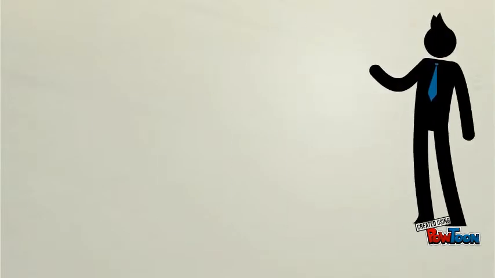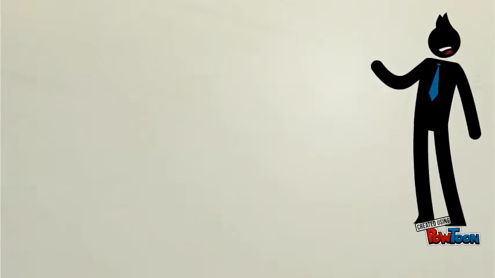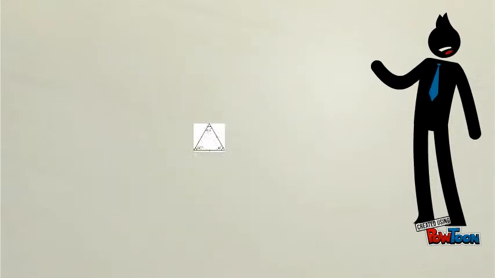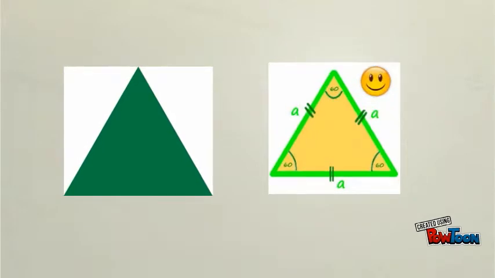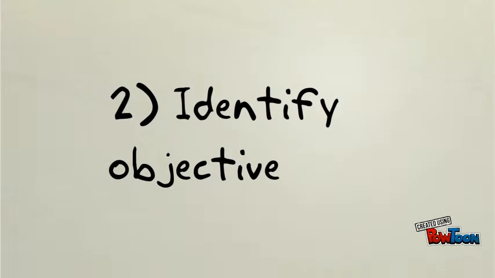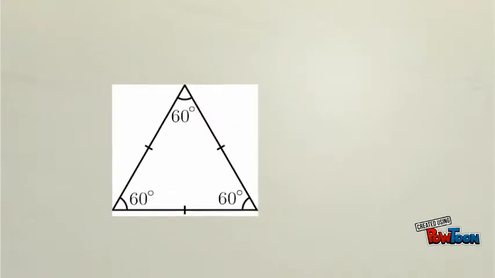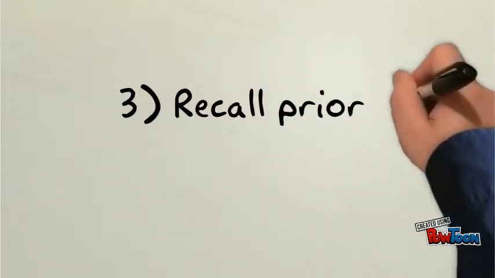As an example, I will explain the 9 phases of learning needed to be able to recognize an equilateral triangle. First, we need to gain attention by showing, for example, a variety of computer-generated triangles. Second, we need to identify an objective by posing the question, what is an equilateral triangle? Third, we need to recall prior learning by reviewing definitions of triangles.